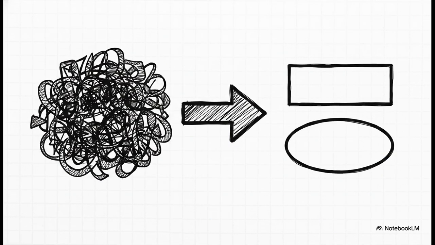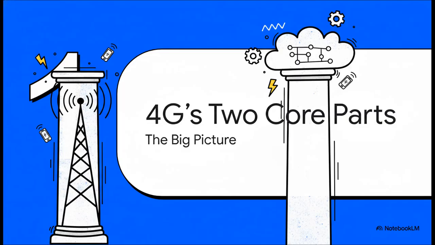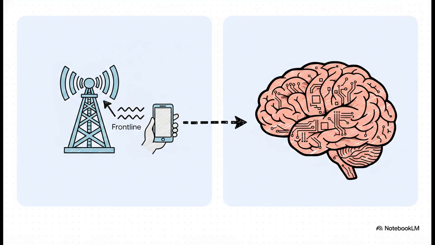And here's the best part. Even though it sounds super complex, the entire 4G network really boils down to two main parts. That's it. Just two. Once you get a handle on what these two halves do, everything else just clicks into place. Okay, so let's start with that big picture view. What are these two core pillars that hold up the entire 4G world? Here they are, the EUTRAN and the EPC.